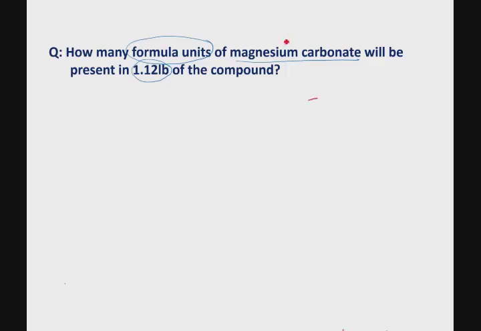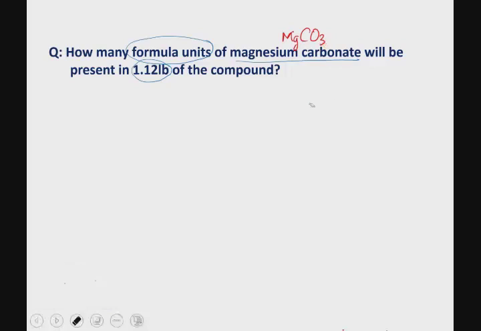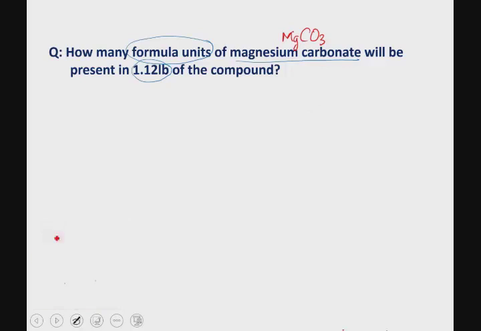Okay, so magnesium carbonate's chemical formula is MgCO3 because magnesium is in group 2A and carbonate is CO3 with a 2- charge. The other point that I would also like for you to recognize is that the mass of the compound is given in pounds, but molar mass is always in grams per mole. In other words, at some stage of our problem setup, we will have to convert pounds to grams.